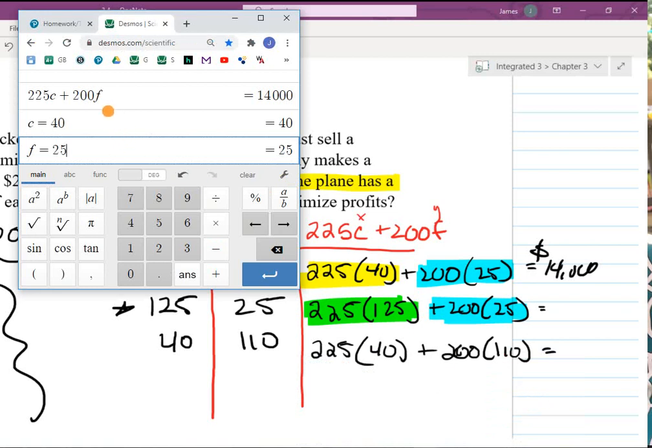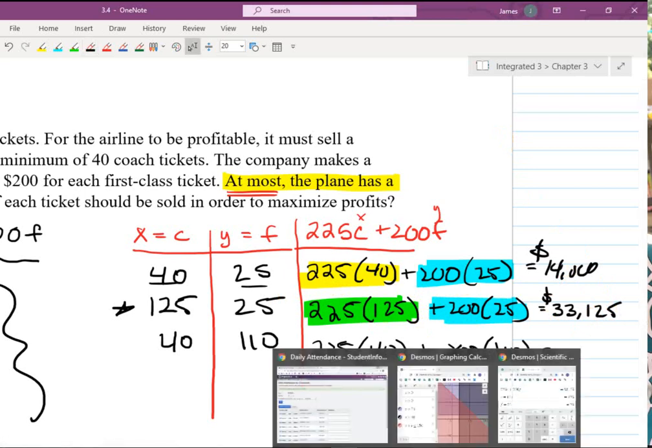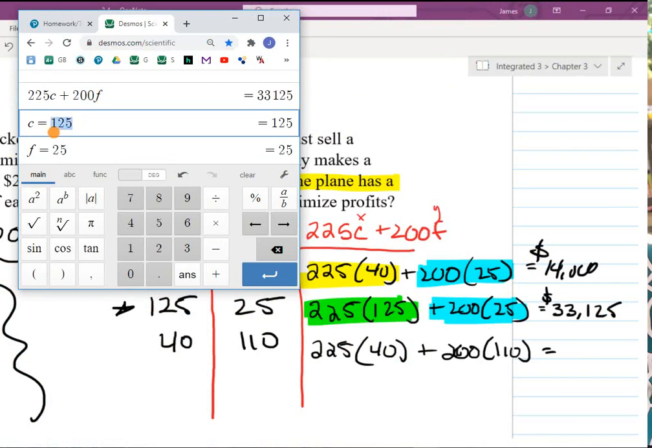Okay. The next one says C is 125 and F is 25. There you see that it allows a profit of $33,125. And this is confirming that we knew this middle one was going to be bigger, right? And it's substantially bigger. It's more than double, okay? And then the last one will be when C is 40 and F is 110. We get $31,000.